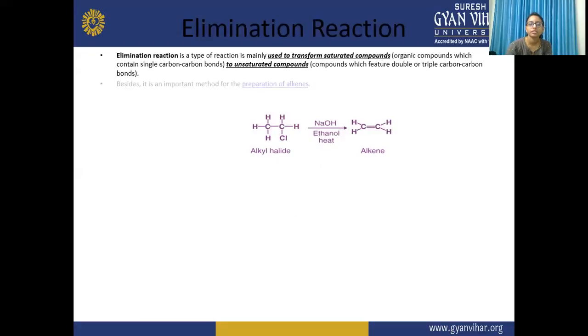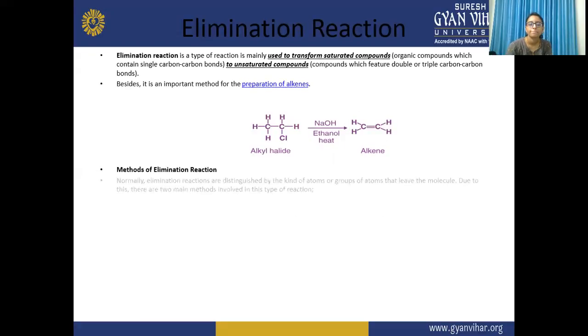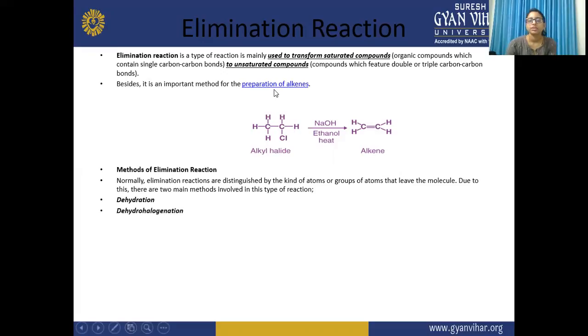Next, the elimination reaction. So what is an elimination reaction? An elimination reaction is a type of reaction that is mainly used to transform saturated compounds to unsaturated compounds. Saturated means compounds that contain single carbon-carbon bonds, and unsaturated means compounds containing double or triple carbon-carbon bonds.